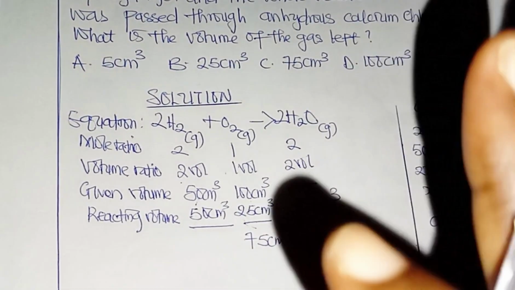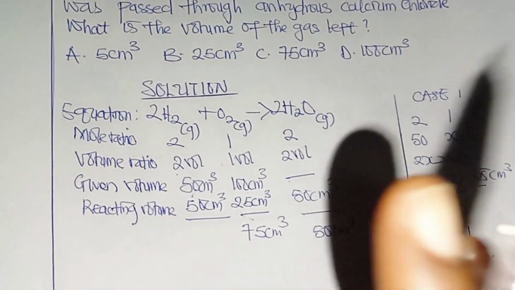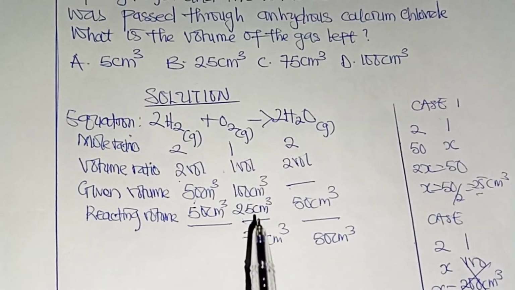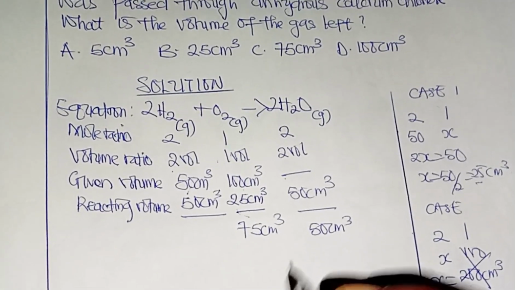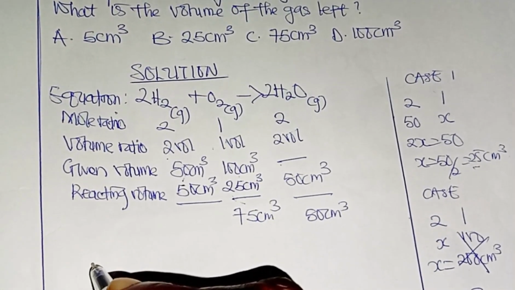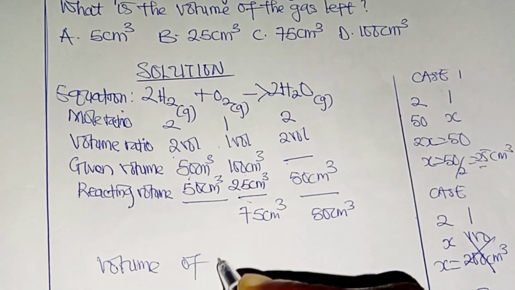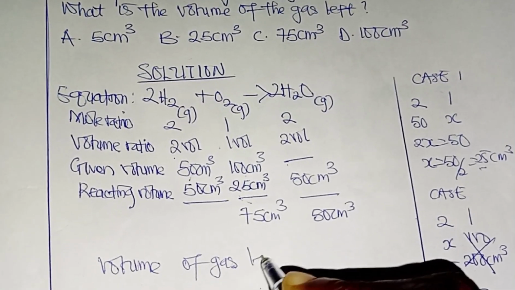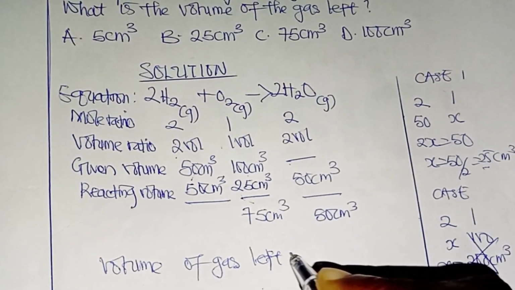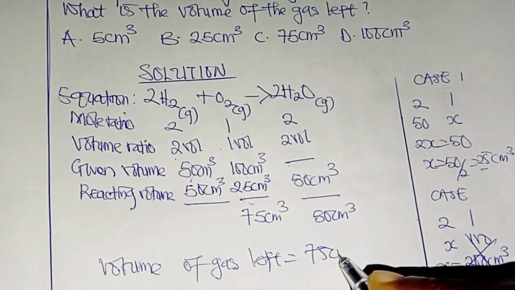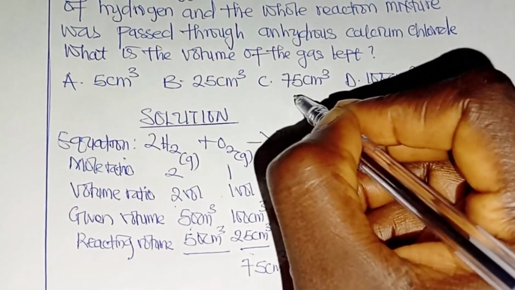Since oxygen is the residual gas, what is the volume of oxygen left? 75 cm³. Volume of gas left, 75 cm³. That is option C.